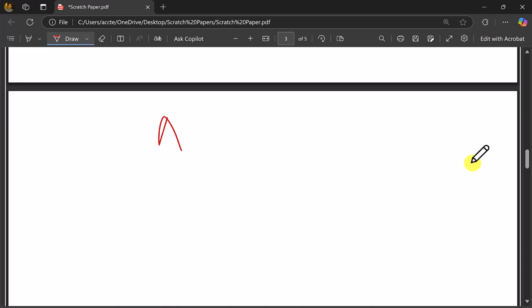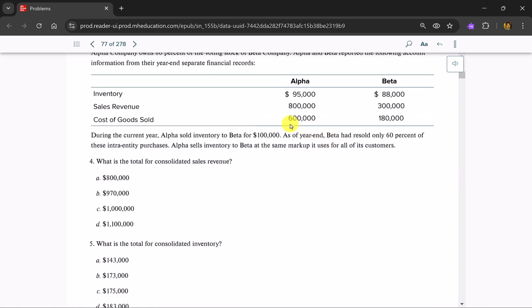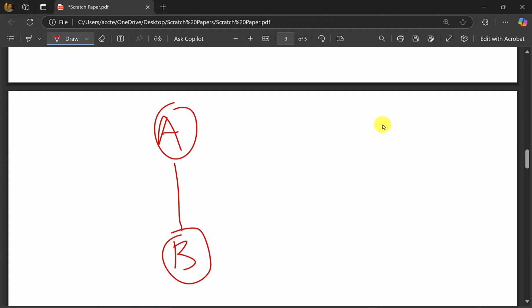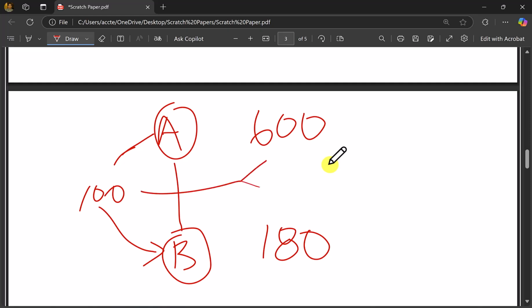So we have alpha, again, selling to beta, and the cost of goods sold for alpha and beta. $600 and $180. And if you remember, we sold 100,000 from alpha to beta, and that has to be backed out. Remember, we only take into account when it's actually sold outside of the control group. So let's back it out here, 100,000.